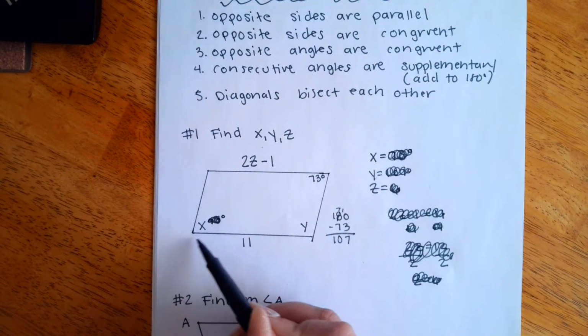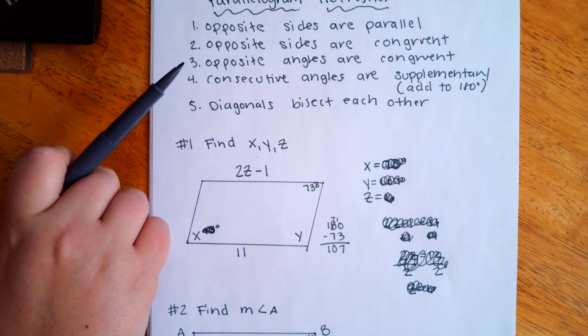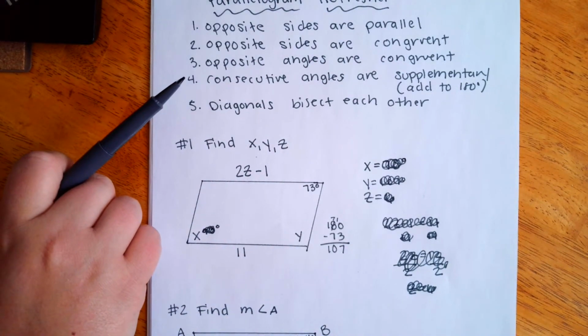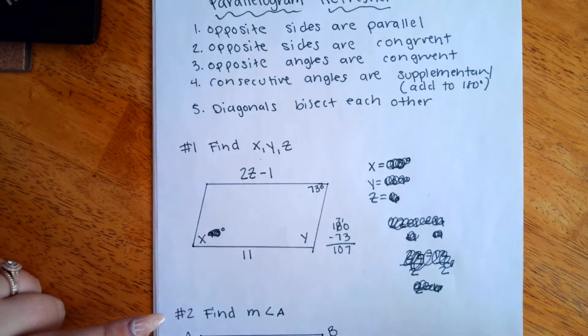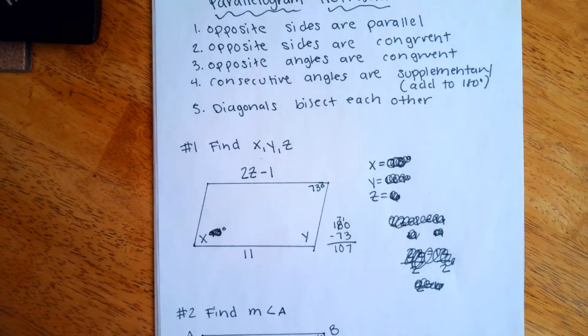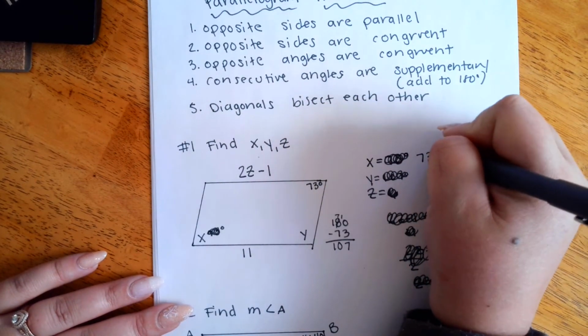We know x is right down here. Well, so we're thinking angles. So we know opposite angles are congruent. We know consecutive angles are supplementary. Well, check that out. We've got some opposite angles. So that means if this angle up here is 73 degrees, what's this angle down here? That is also going to be 73 degrees.